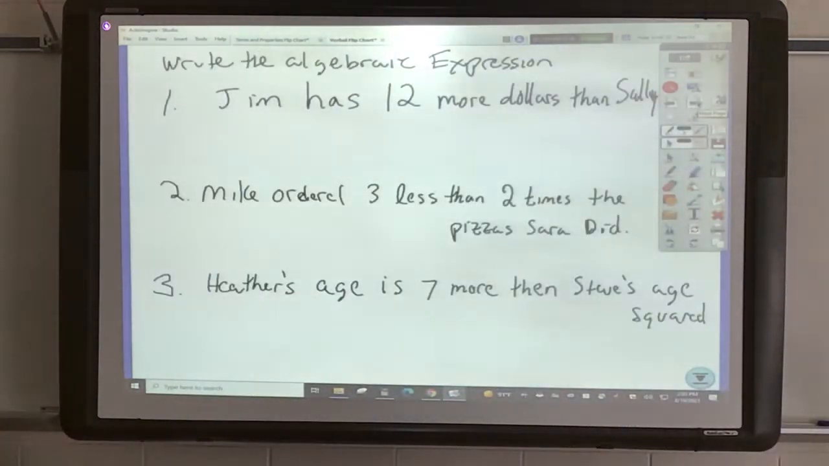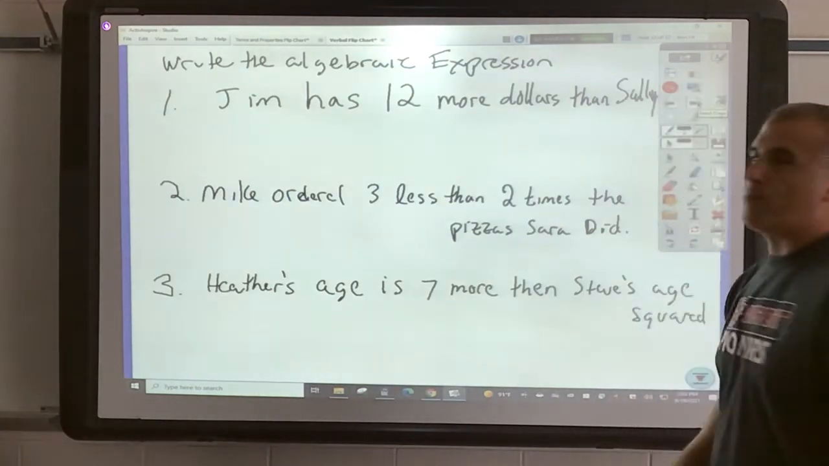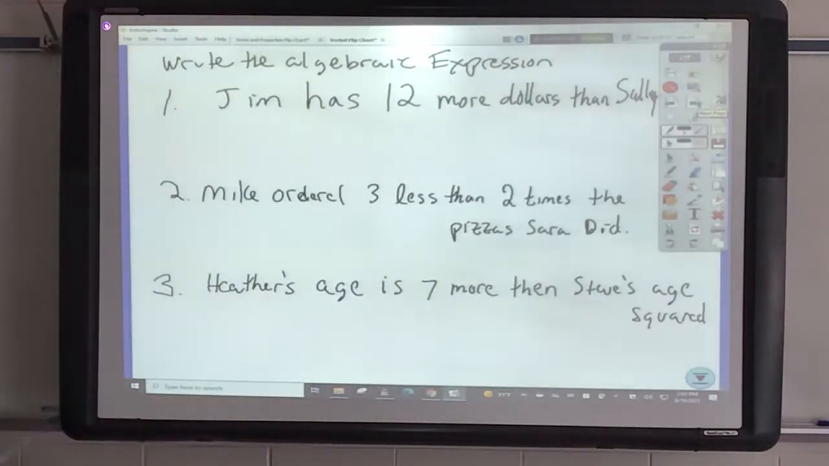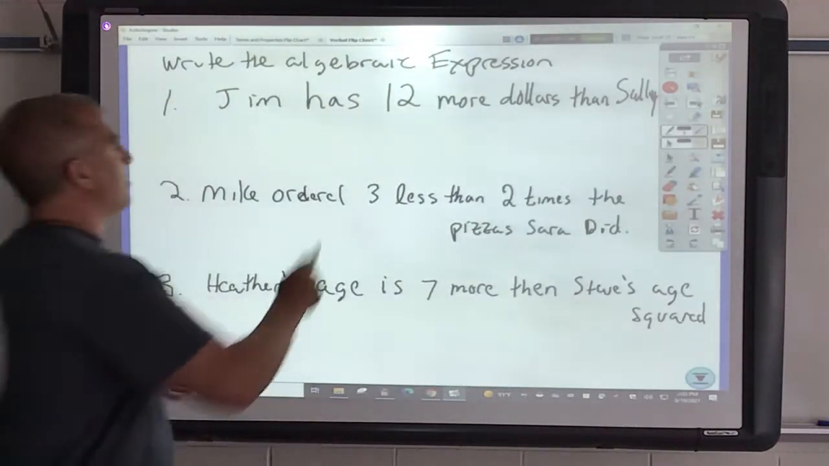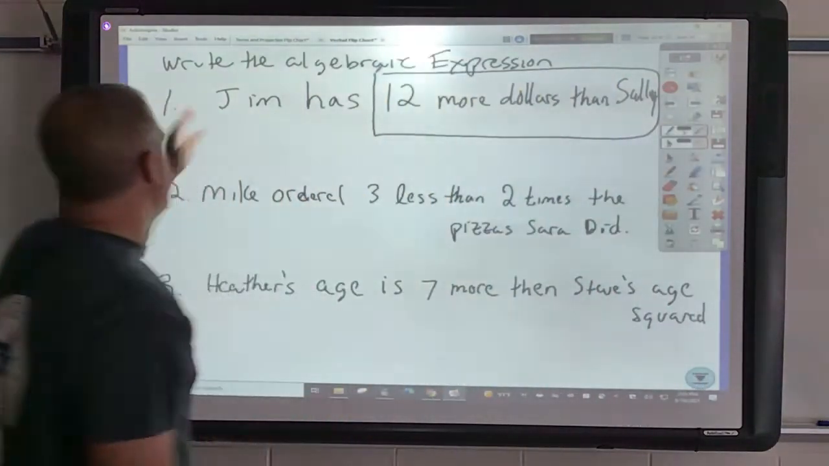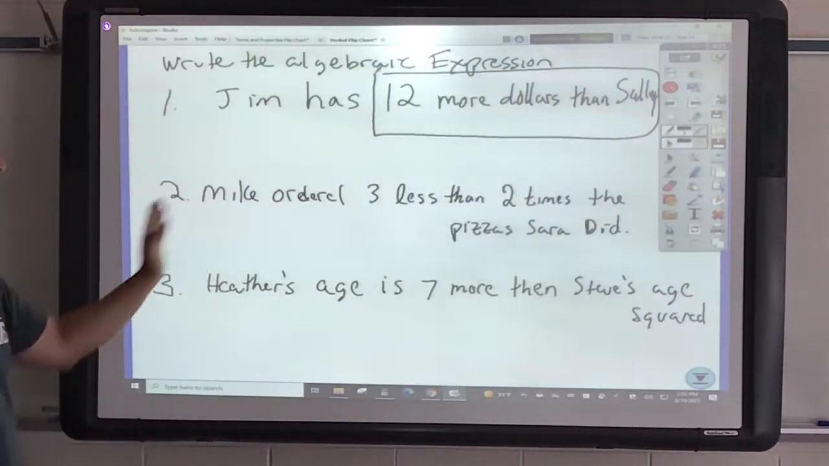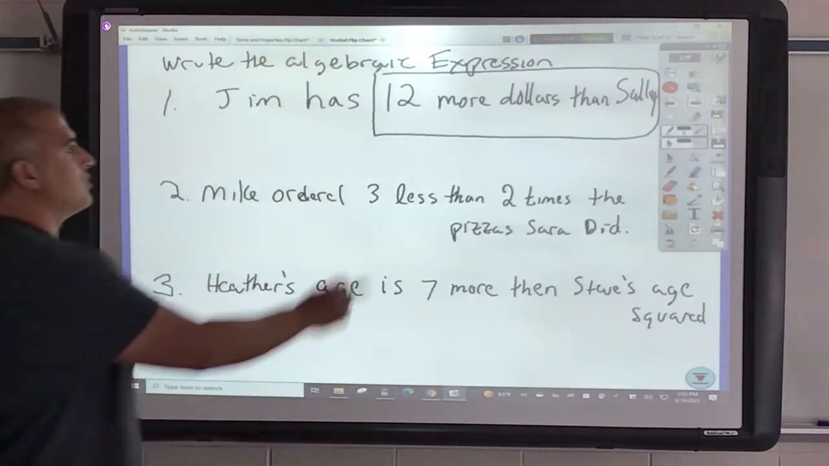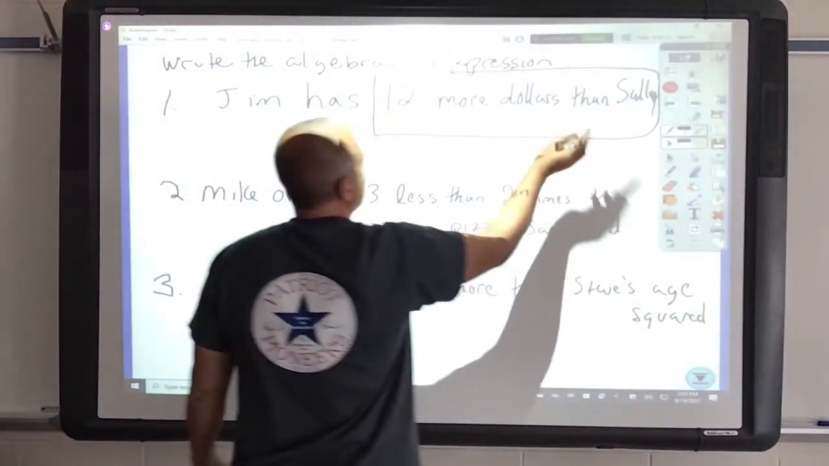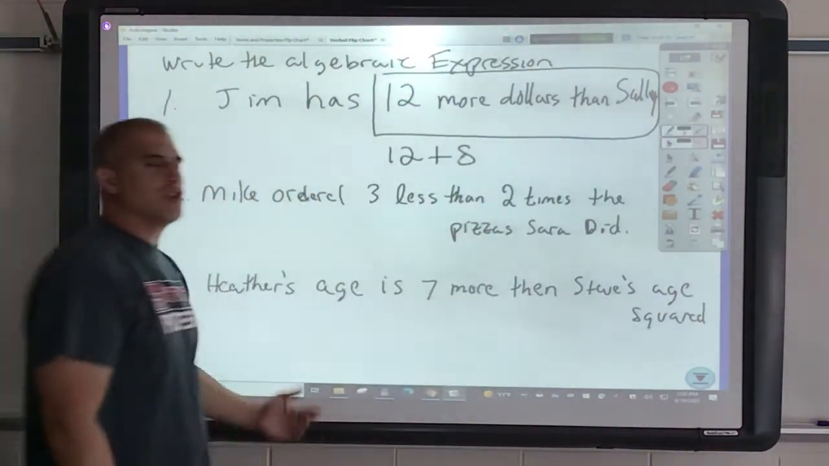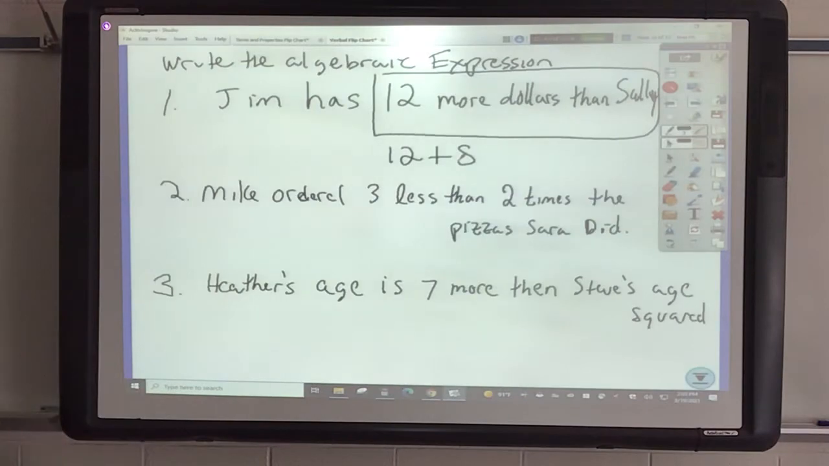Now let's talk about when they start to incorporate people in this. What you should do for the people is pretend like this is your only part. It says Jim has, Mike ordered, Sarah's age. Just make the expression deal with that. So 12 more dollars than Sally. So 12 plus whatever Sally has. You can use whatever variable you want. That's sort of the idea.